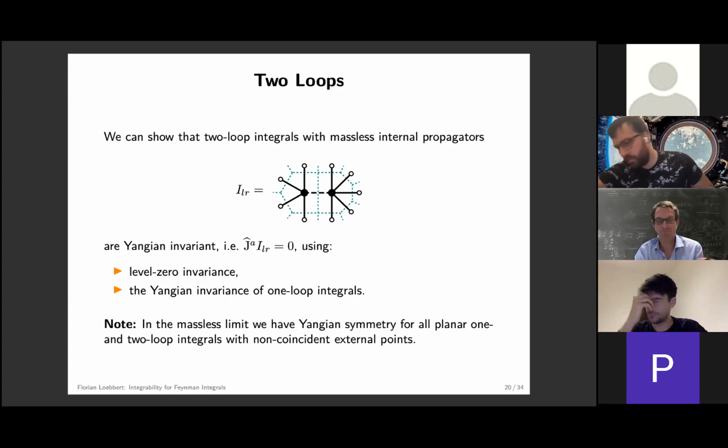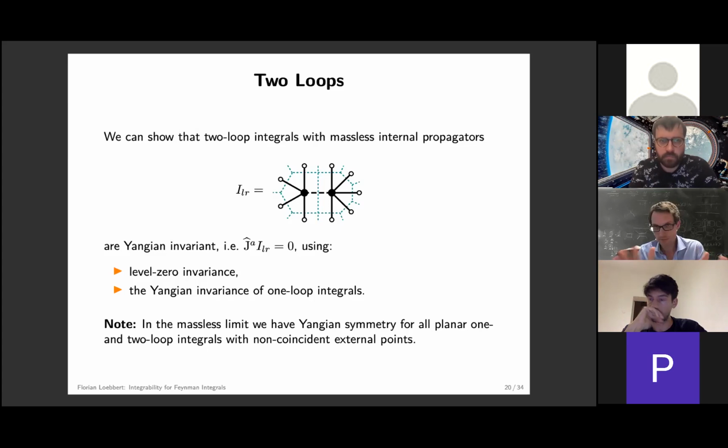But we also see that it's a quite general statement, because if you go to the massless limit, so make all propagators massless, it's really almost all planar one and two loop integrals that have the symmetry. The only thing you are not allowed to do is to put these two coordinates here on the same point. So to build something like these ladder integrals that Kolja mentioned before. There we don't really know how to formulate this symmetry, but in principle it's quite general, and a quite general statement also at two loops.